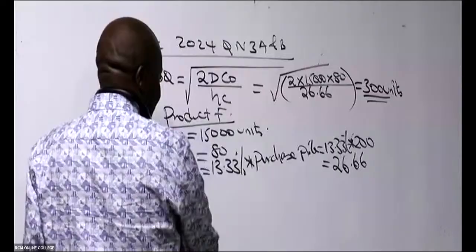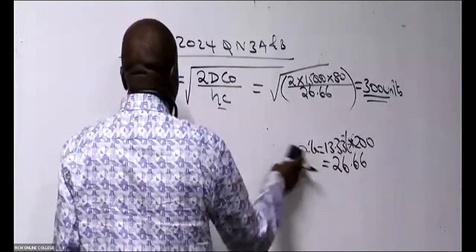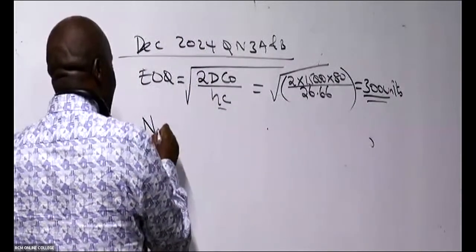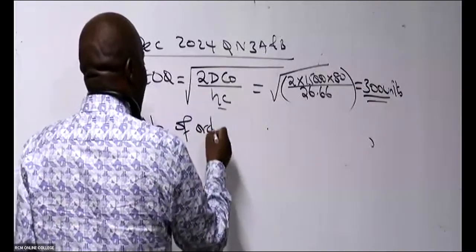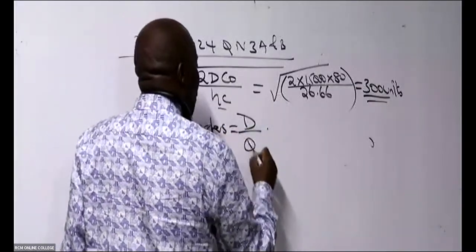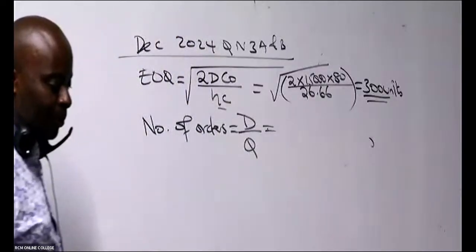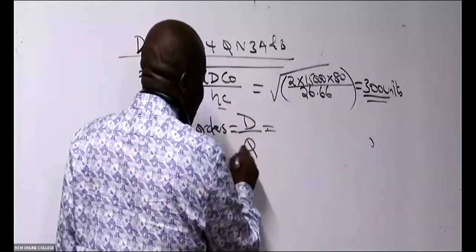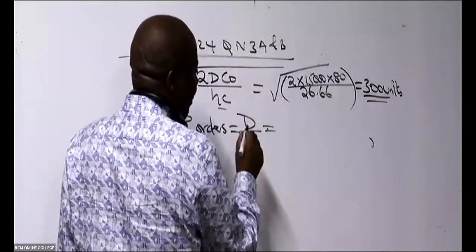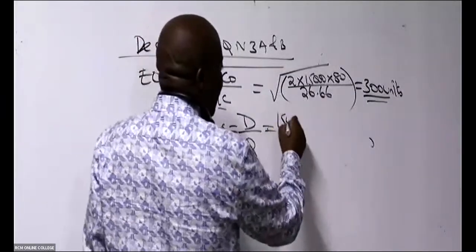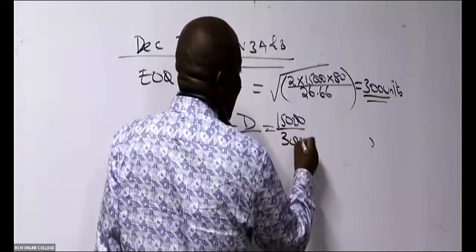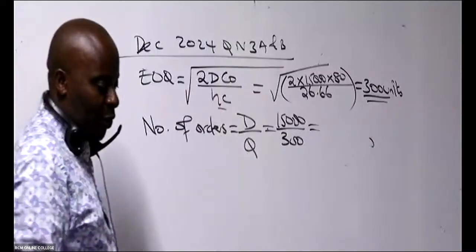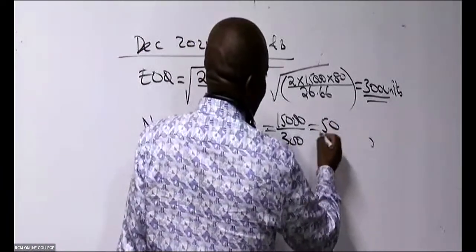So now, ladies and gentlemen, I will very easily be able to give you the number of orders. Remember, Roman 1, they wanted us to give them the number of orders. How do we get the number of orders? We normally take D over Q. You take the annual demand divided by EOQ. The annual demand is 15,000. You divide this by 300, which will end up giving us 50 orders.